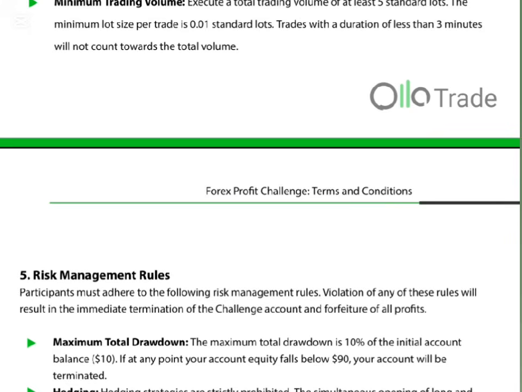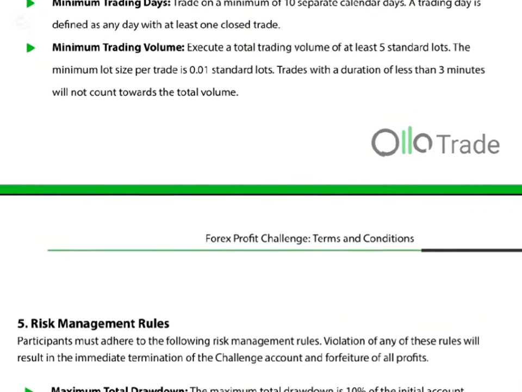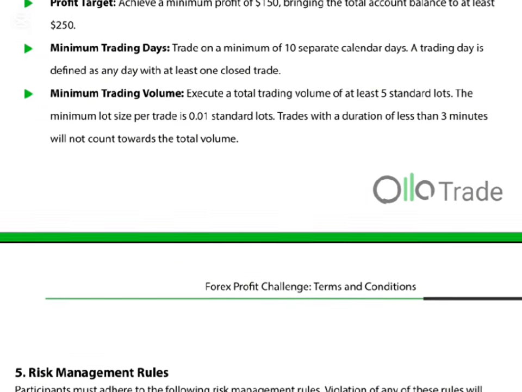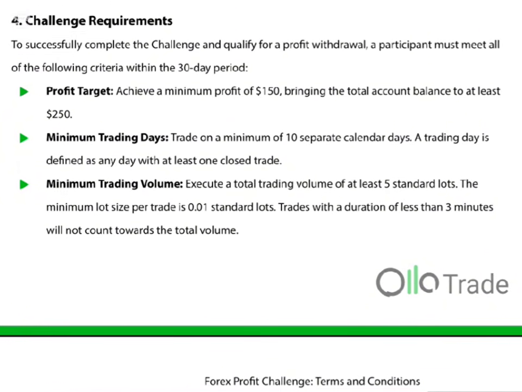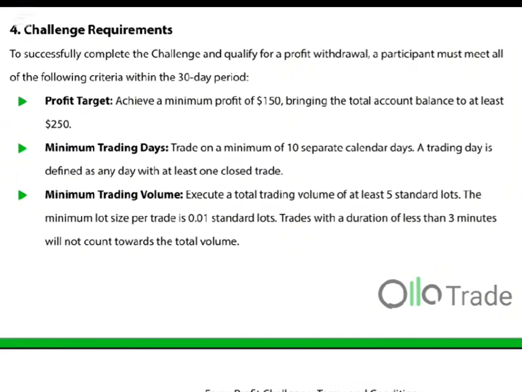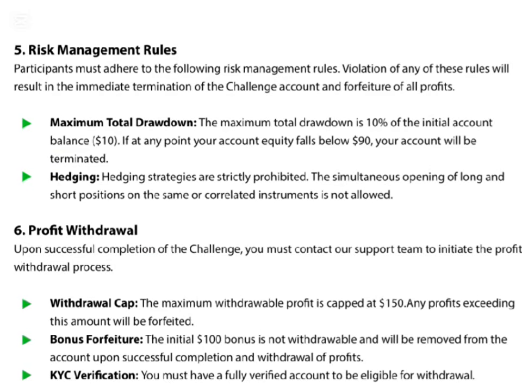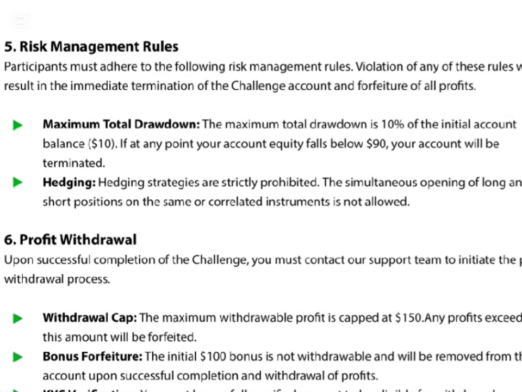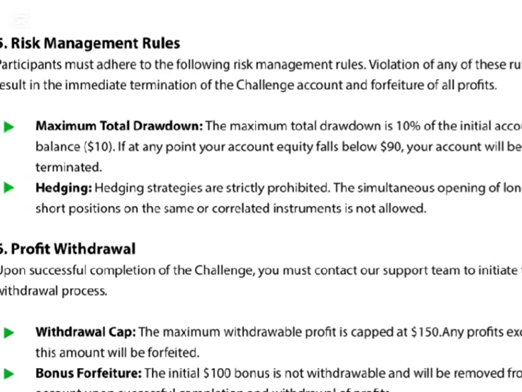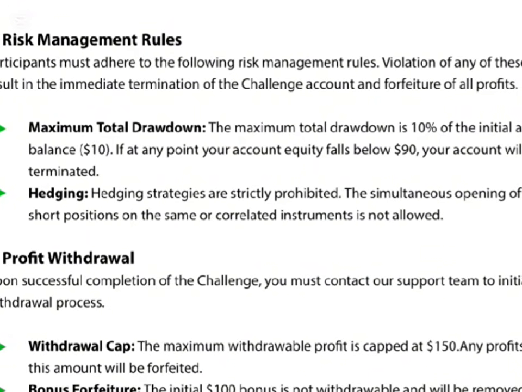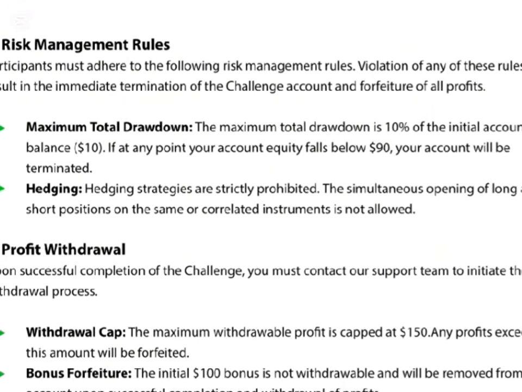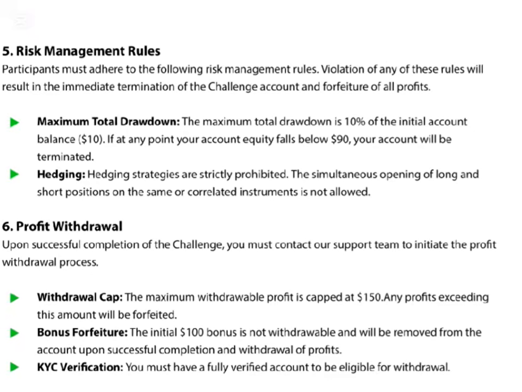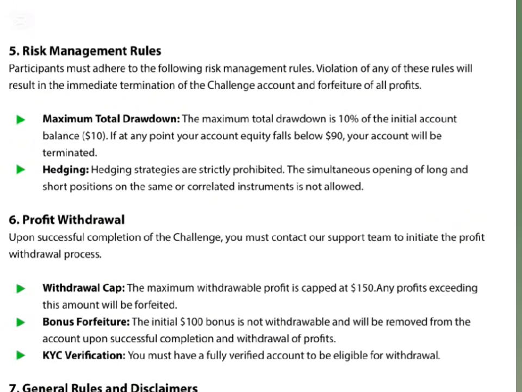So this is just the terms and conditions for you to be able to withdraw from this bonus. Note, you cannot withdraw your bonus, you can only withdraw your profits, and the minimum withdrawal is 150 USDT. The lot size is 5 standard lots, you must trade for 10 trading days, and also you must hold your trade for a minimum of 3 minutes. Now that you know the terms and conditions, let's proceed to how you can get the bonus.